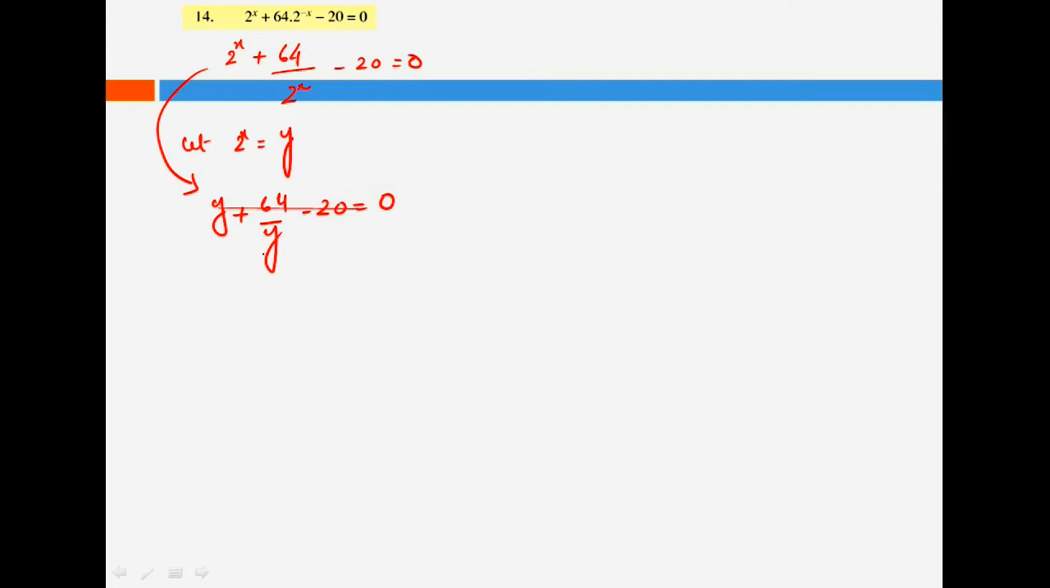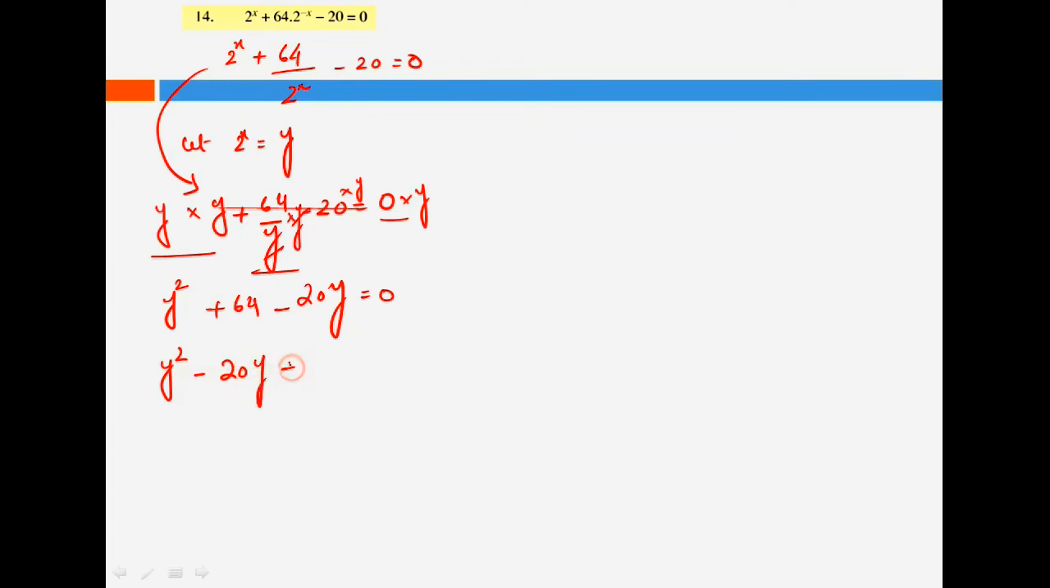Here this equation is not in standard form of a quadratic equation because we are having a denominator with the variable. Let's remove this variable from the denominator by multiplying each term by y. So this is y square, and you can cancel this y. This becomes plus 64 and minus 20y is equal to 0. Let's rearrange it: y square minus 20y plus 64 is equal to 0.